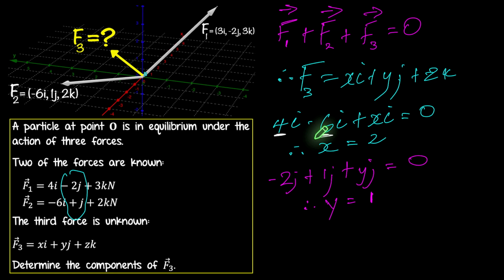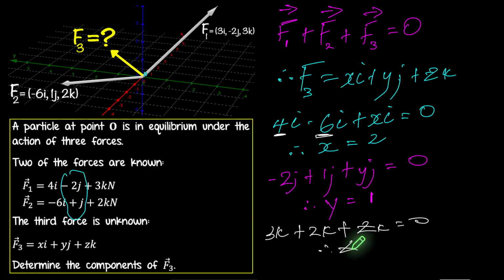So on to the next one then. For the k component, we're going to have here 3k plus 2k plus zk, and this should be equal to 0. So therefore our z value is going to be a negative 5, because when we do 3 plus 2, that's a positive 5. So to ensure that this equals 0, we have to sum with that a negative 5.